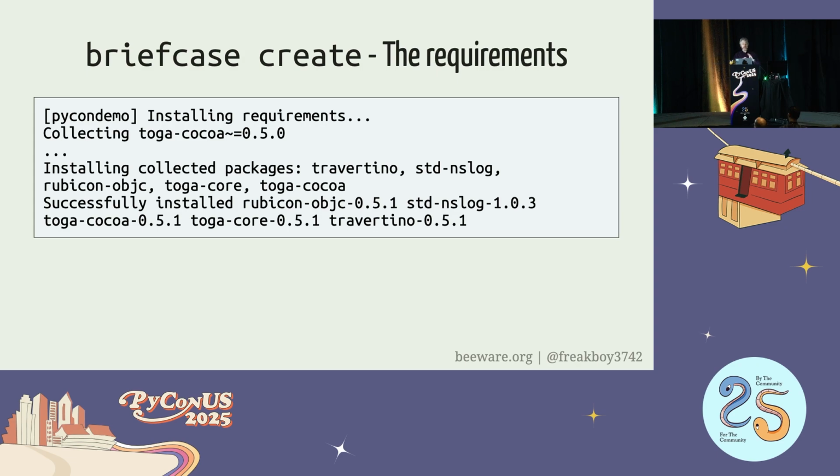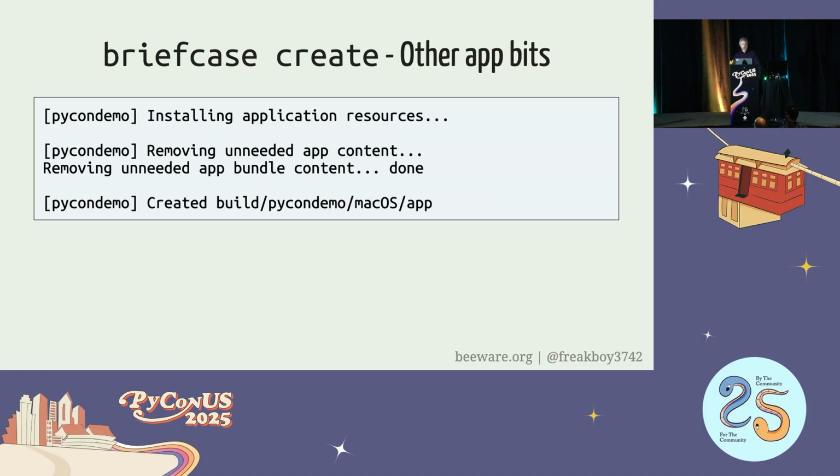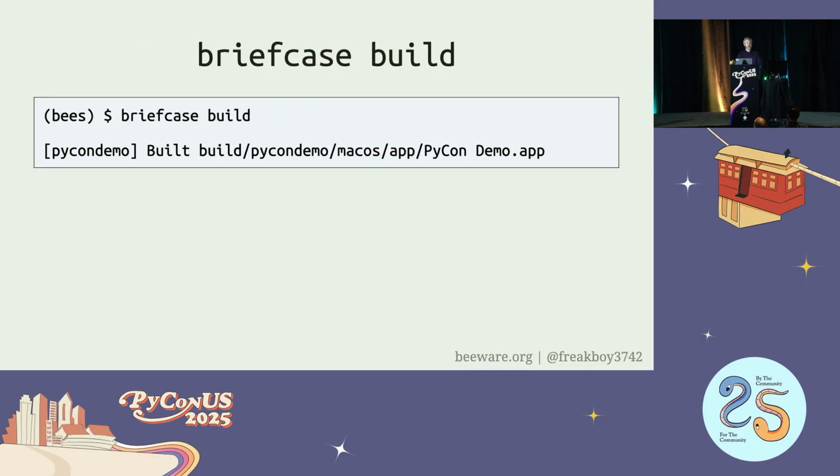You are building an application for distribution, so you can't rely on anything that is on your computer to be on the user's computer when they actually run your application. Then Briefcase installs any application resources like icons, purges any content that you've declared as not necessary, and it's done. You've now got a complete application template. Next step, build the app with Briefcase build.